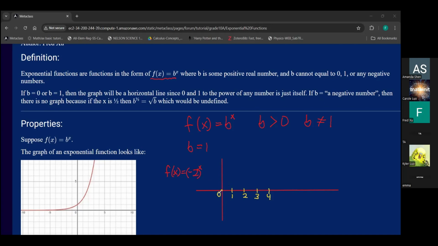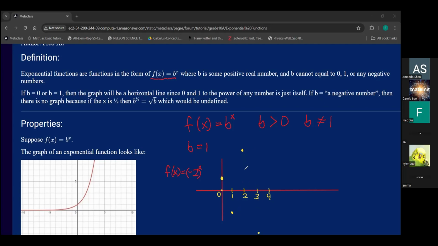When x is equal to 0, anything to the power of 0 is just 1, so it would be here. This is the first point. Then at the x coordinate of 1, -2 to the power of 1 is just -2, so it'd be somewhere here. At 2, -2 to the power of 2 is +4, so it'd be somewhere up here. And then -2 to the power of 3 is -8, so it'll be somewhere down here.